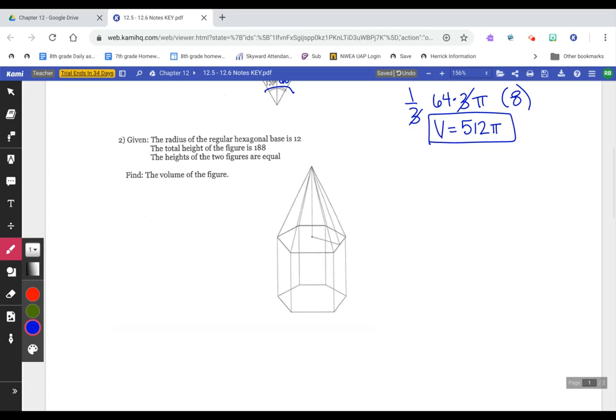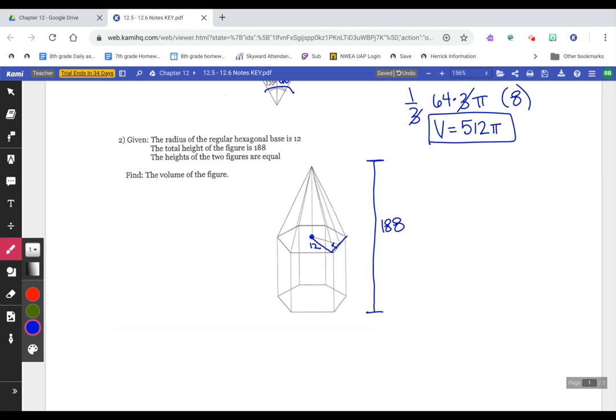All right, for number 2, we're given that the radius of the regular hexagonal base is 12. So this line, actually that's not the radius, that's the apothem. So the radius would go from here to here, and we're told that that is 12. This apothem will form a right angle with that side. Okay, the total height of the figure is 188.